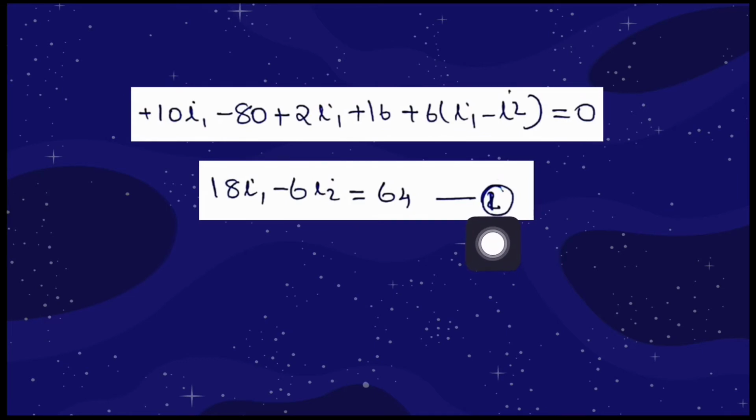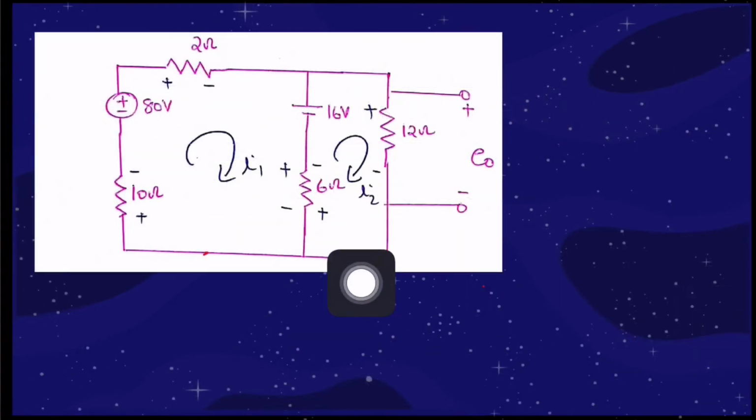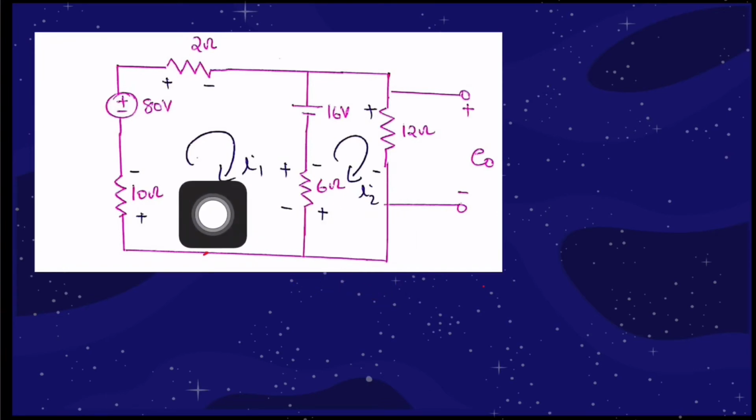Our next task is to write the KVL equation for the second mesh. Starting at this point in clockwise direction, first we observe the voltage drop across the 6 ohm. Since we are writing KVL in the second mesh, the total current through the 6 ohm is taken as I2 minus I1. Correspondingly, a voltage drop I2 minus I1 into 6 is added to our KVL equation.